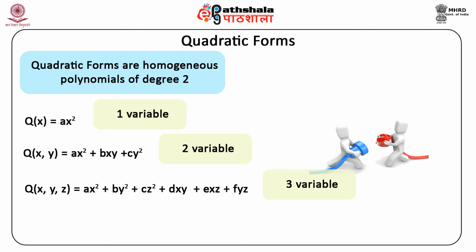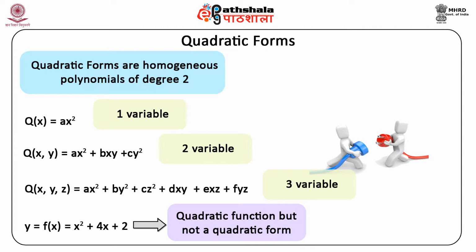Note that not all polynomial functions would represent a form. For example, consider a simple quadratic function in one variable. y is equal to f(x), which is equal to x squared plus 4x plus 2. This represents a quadratic function but not a quadratic form. This is because of the presence of the linear expression 4x plus 2.